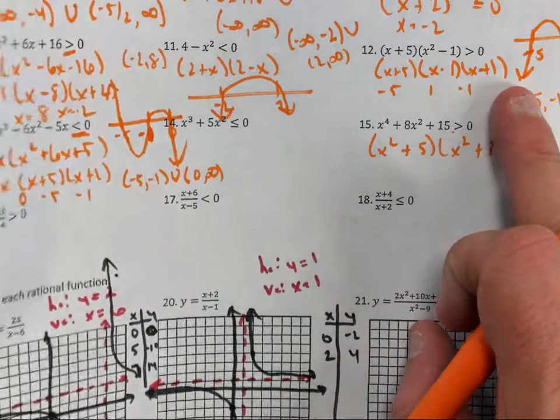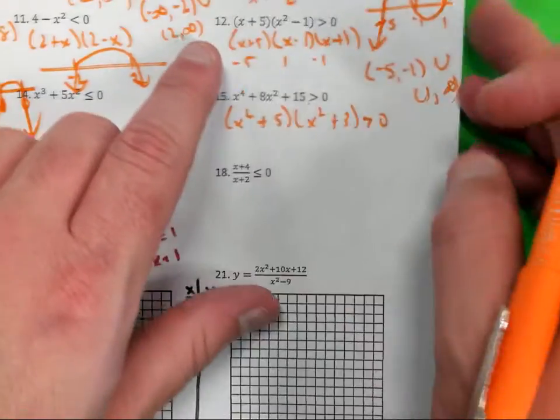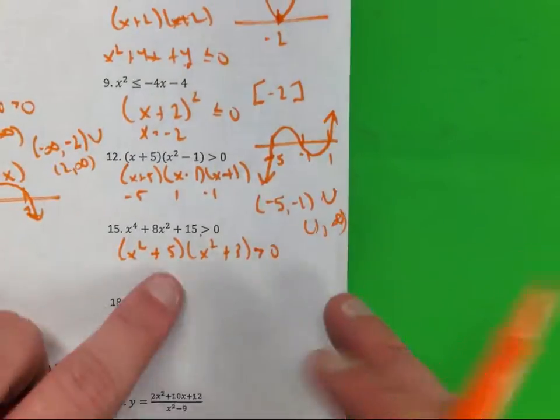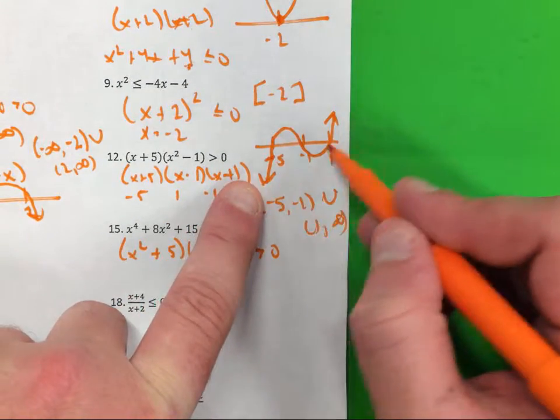Why is 12 facing down? Okay, x squared times x is x cubed, so that's a cubic. So one end will be sticking straight up and one down. Yeah.